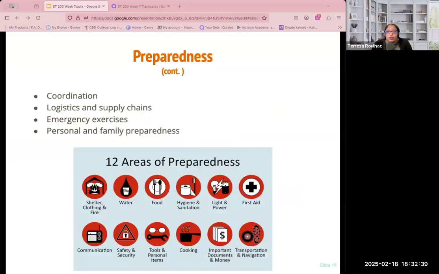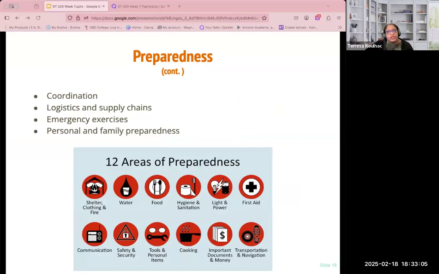Now, in disaster preparedness, effective coordination and proper logistics is going to be important, right? Because we want everything to go smooth. We want it to be organized. We want it to be like a well-oiled machine. With that, all emergency response teams have to work together. This involves clear communication and a well-organized plan.